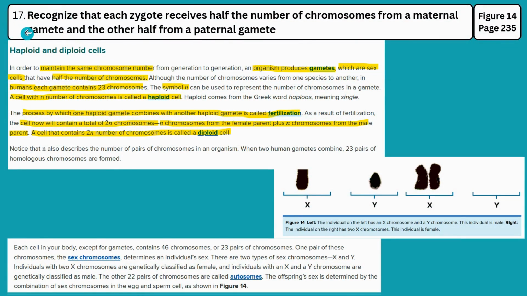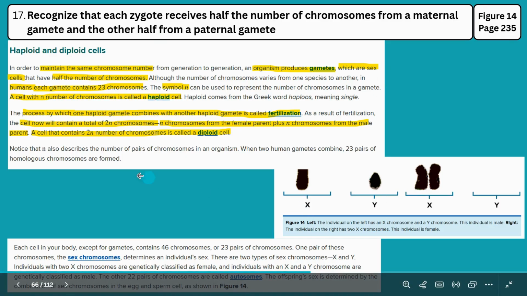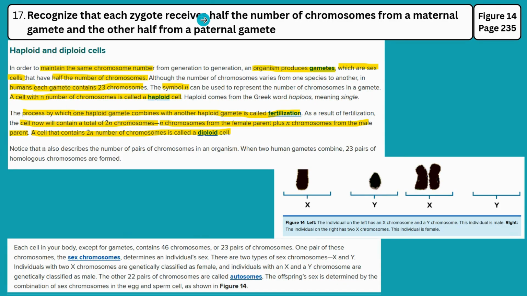Question number 17. Recognize that each zygote receives half the number of chromosomes from the maternal gamete and the other half from the paternal. So here, you know that there are two types of cells, haploid and diploid. Haploid has half the number of chromosomes of a normal cell, and diploid has the normal number. So we say that haploid has n chromosomes and diploid has 2n chromosomes. So they maintain the same chromosome number.